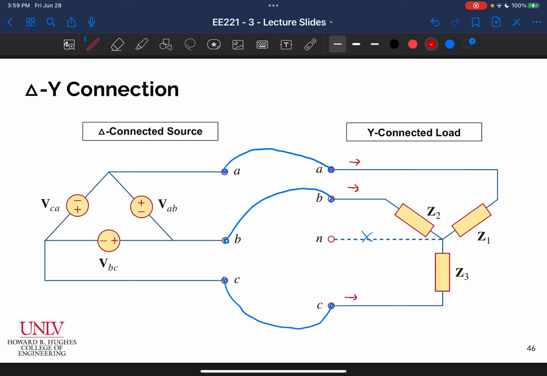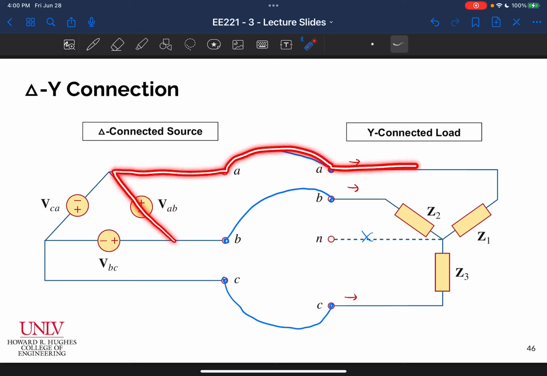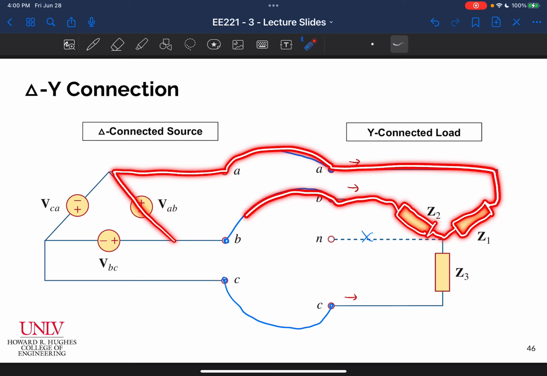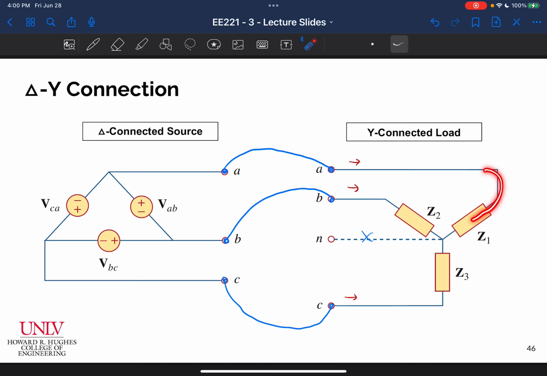But this time we again need to recognize something slightly different happens here. If I want to complete a loop here, I've got VAB, but VAB connects across Z1 and across Z2, right? So to create a circuit, I would have to go through both of these. And so I'd have to take that into account when I want to find this current, right? And so this is basically it for the configurations.